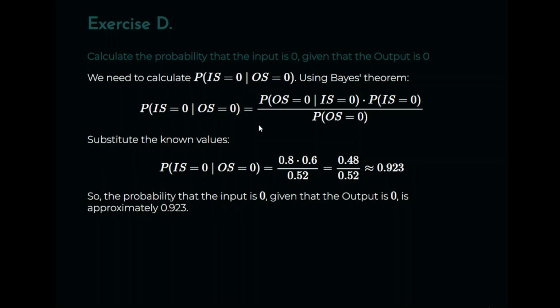Okay? And again, we're using a lot of numbers that we've calculated already. We were given 0.8 as the conditional probability and the probability of the input signal being 0 as 0.6. In exercise B, we found out that the probability of OS equals 0 is 0.52. So essentially what we have there is 0.48 divided by 0.52, and that is approximately 92%, 0.923. So the probability that the input is 0 given that the output is 0 is approximately 0.923, 92.3%. Okay, we'll leave it there.